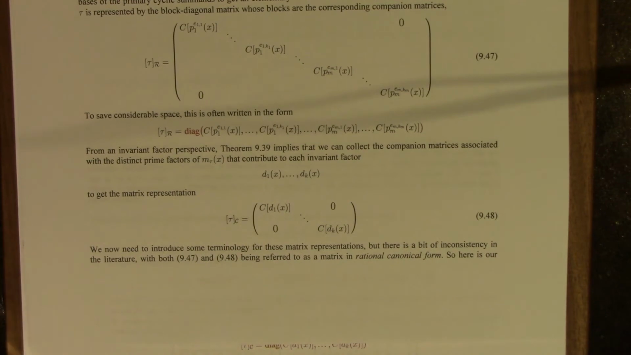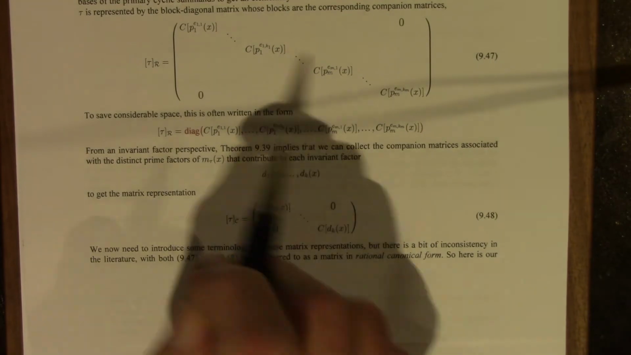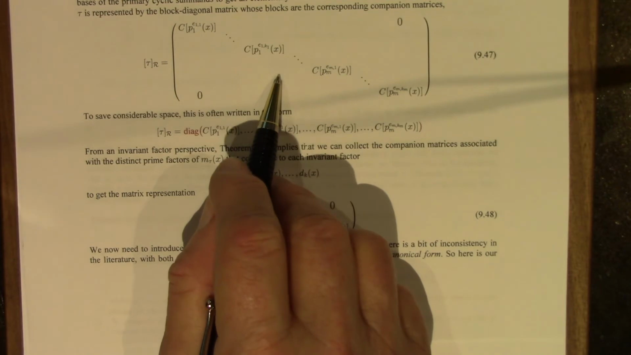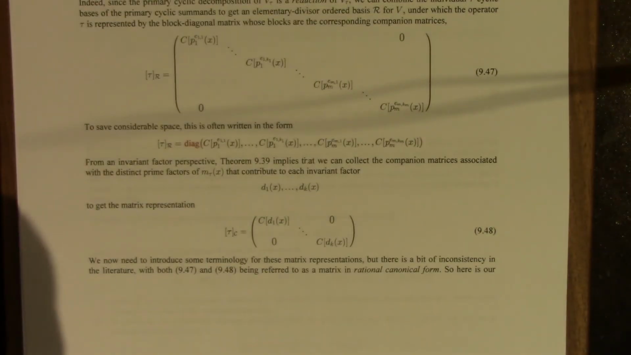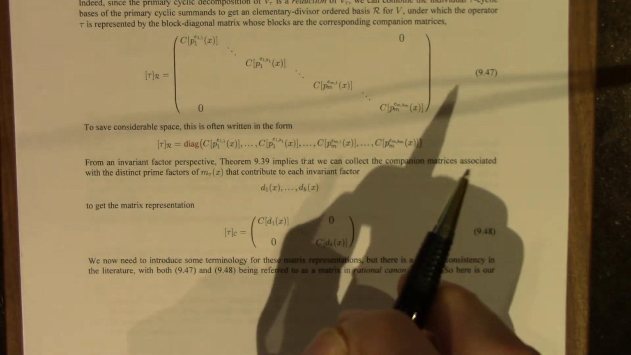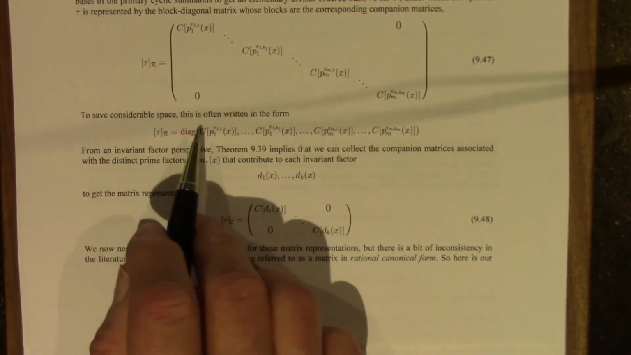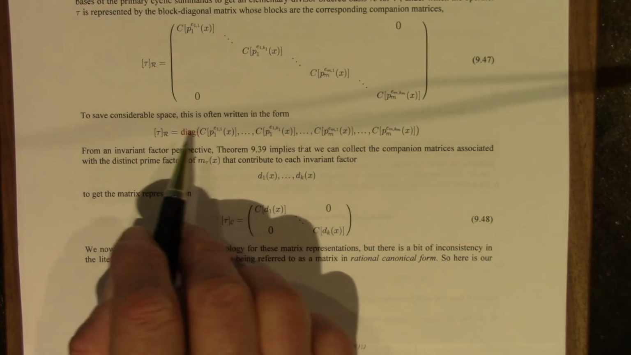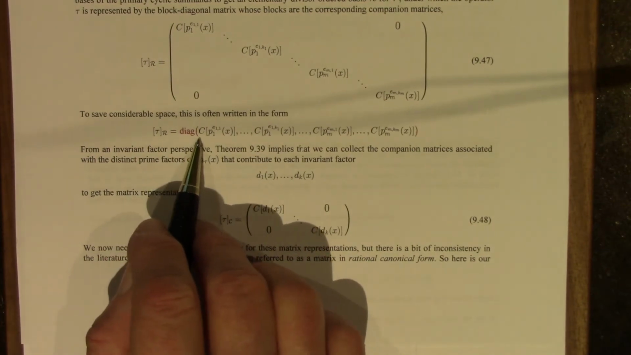That's quite a mouthful. You may have to review what I just said a couple of times. In any case, this is the matrix representation of tau with respect to the elementary divisor basis. Since this takes up a lot of space, oftentimes you will see this written more compactly using this notation.